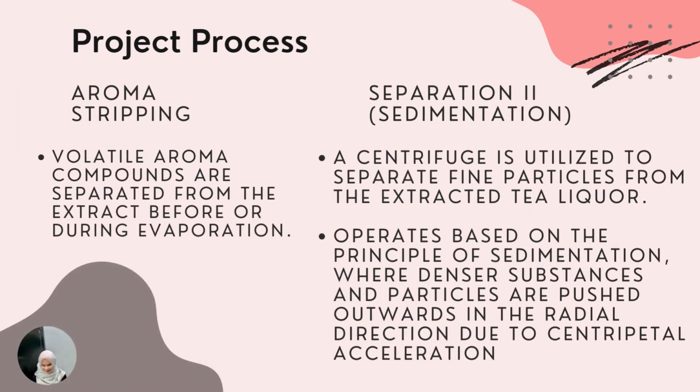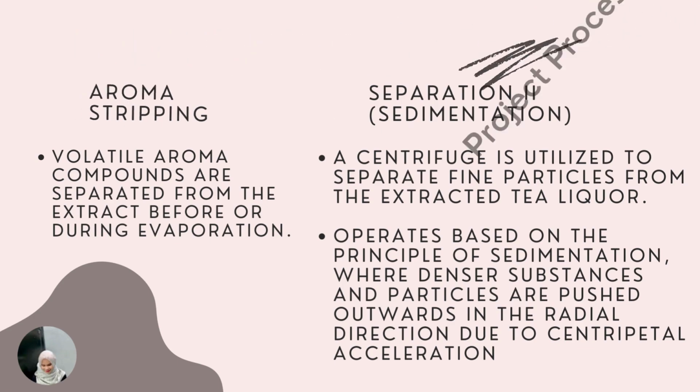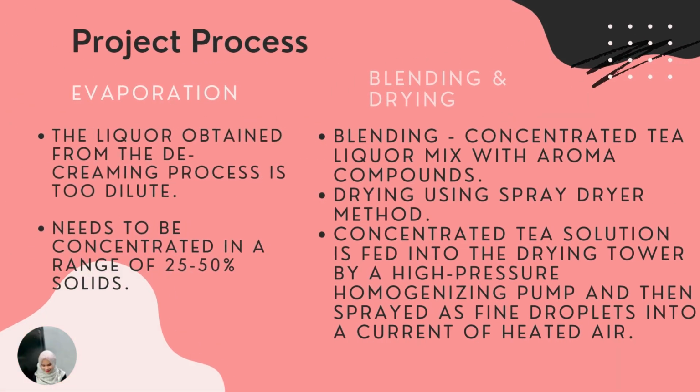Next is aroma stripping. Volatile aroma compounds are separated from the extract before or during evaporation. Next is the second separation, which is a sedimentation process. A centrifuge is utilized to separate fine particles from the extracted tea liquid. It operates based on the principle of sedimentation, where denser substances and particles are pushed outwards in the radial direction due to centripetal acceleration.